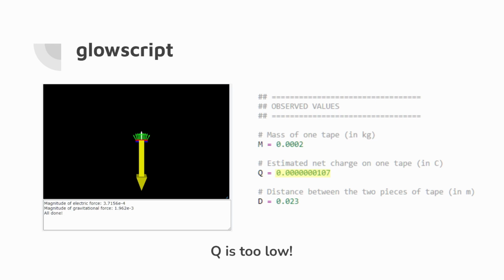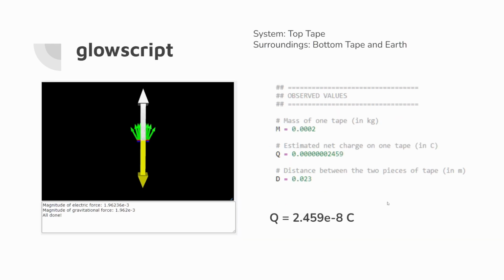So, let's take a look at this. Last time I determined that Q was 1.07 times 10 to the negative 8, and that was too little for this model. Let's look at this magnitude. It's about 2 times less. So I played around with it a bit, and I came up with Q being 2.459 times 10 to the negative 8 coulombs, and that gave us about equal magnitude for electric force in white and gravitational force in yellow. Our system is the top tape, the red dots, and the surroundings are the bottom tape and the earth.